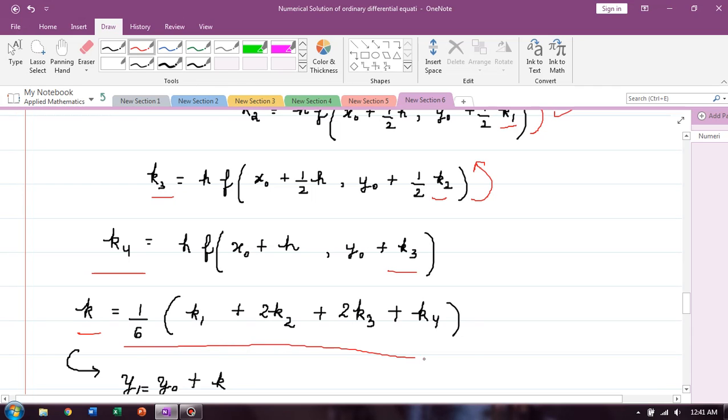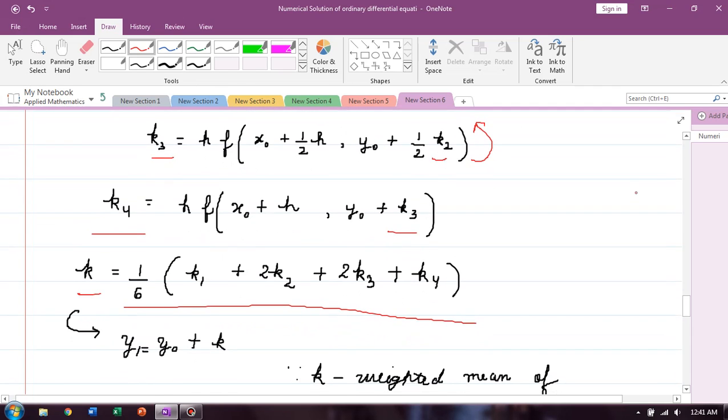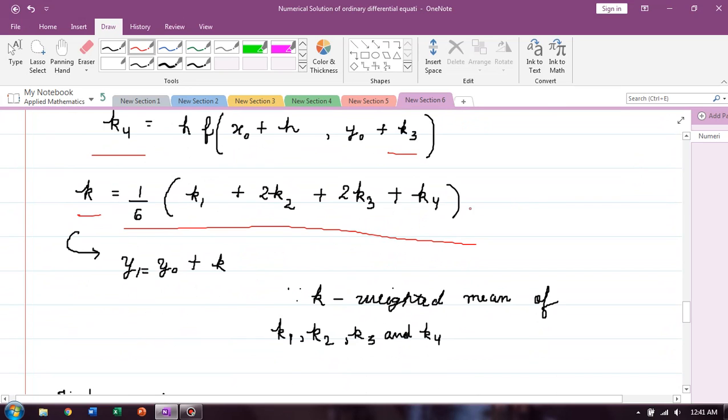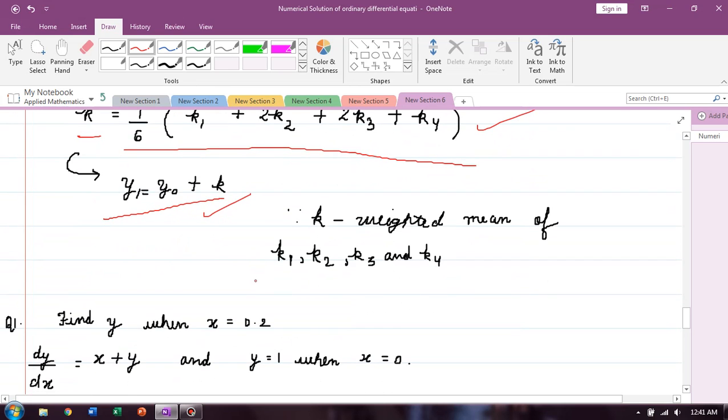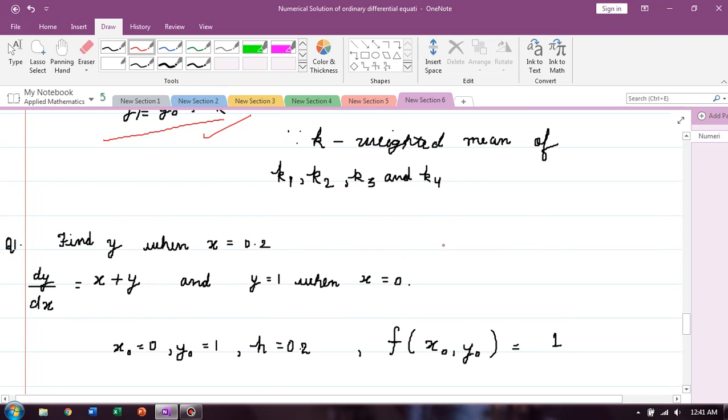Now I don't know if you are able to recognize this thing. This format is the same as Simpson's rule, right? So basically this is being derived from there only. During the derivation, they have used Simpson's rule to find the weighted mean of k. Anyways, after finding the value of k, this gives us the required approximate value of y1, which is y naught plus k.